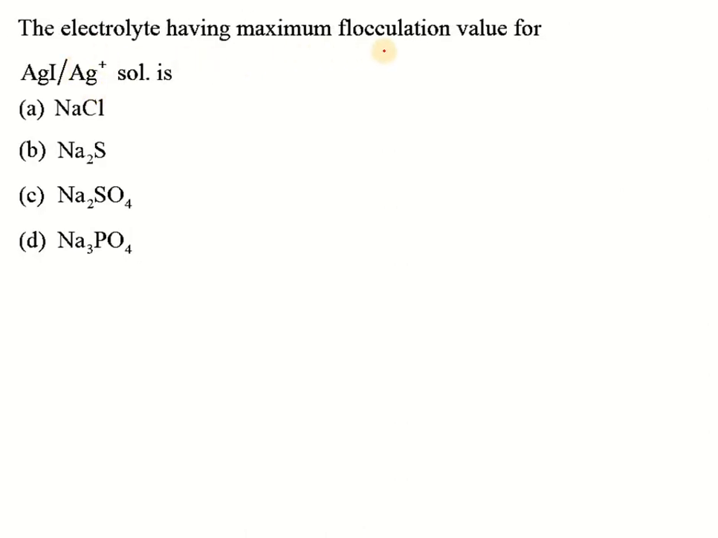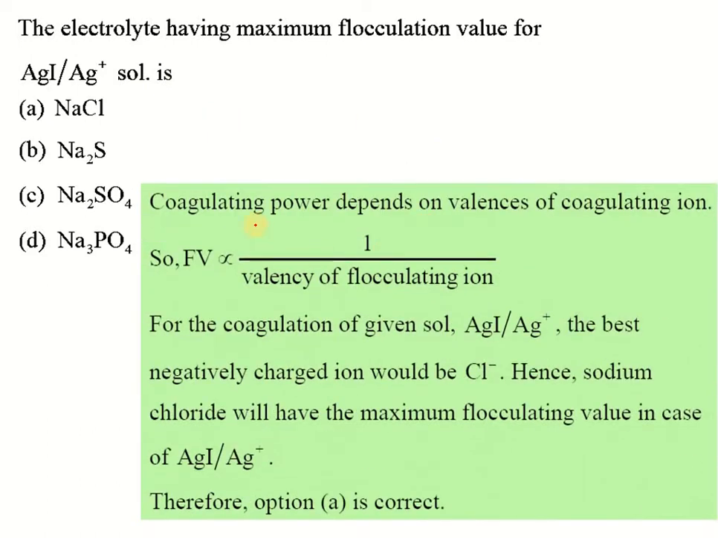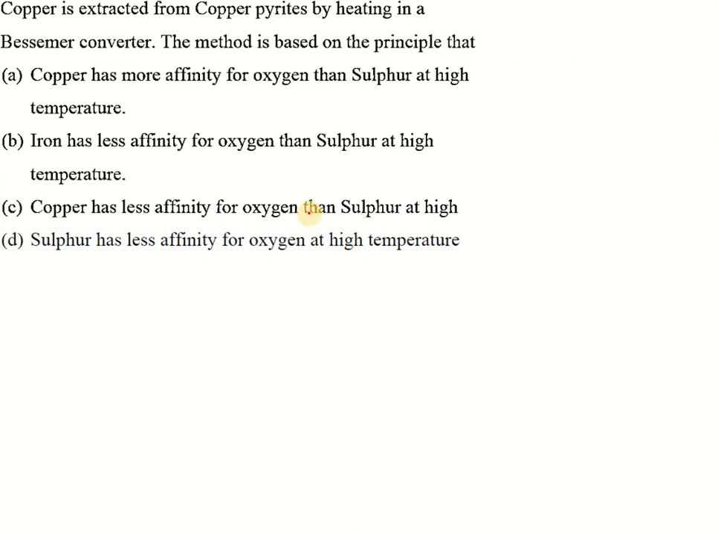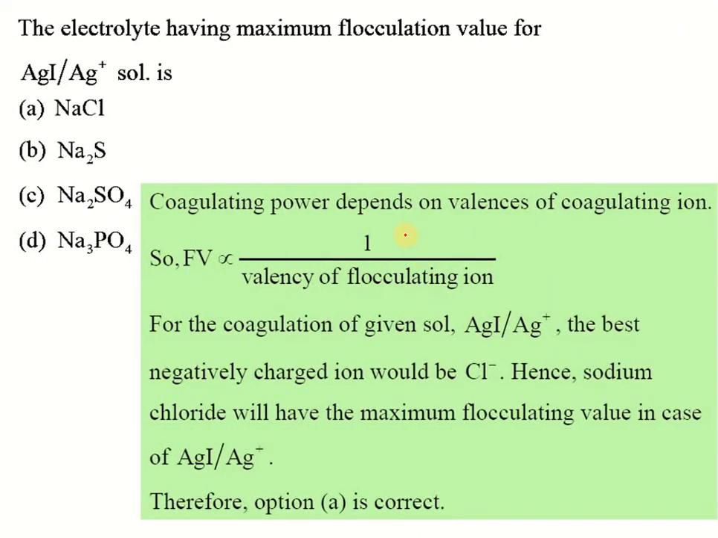The electrolyte having maximum flocculation value for AgI/Ag+ sol is, we know that the flocculation value is inversely proportional to the coagulating power. That means the smaller the valence of the flocculating ion, the lower the coagulating power, and the flocculation value will be more. In the case of sodium chloride, the flocculation value of chloride will be more. Therefore, option A, sodium chloride NaCl, is the right answer for this question.